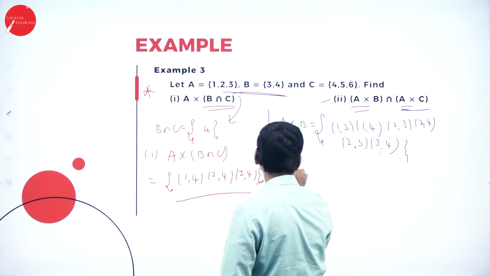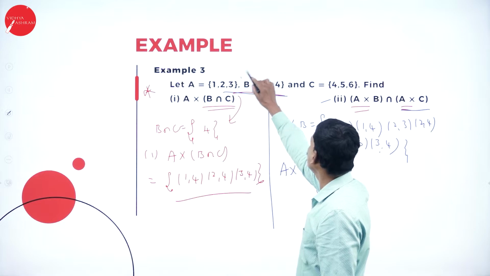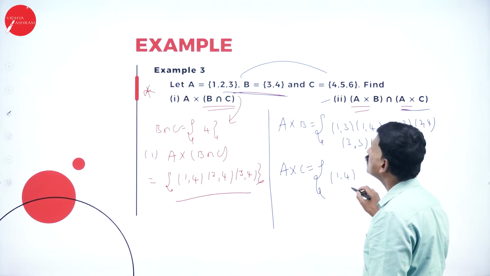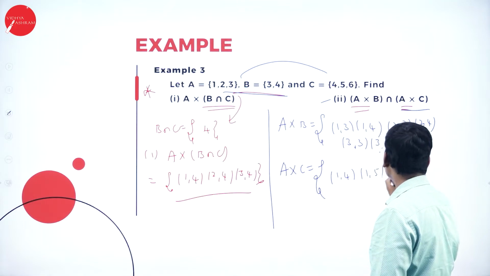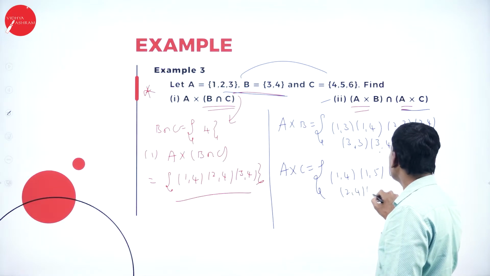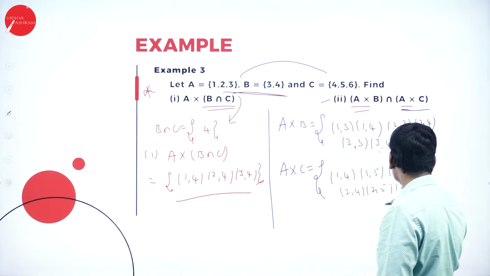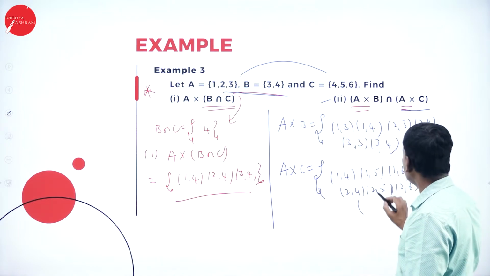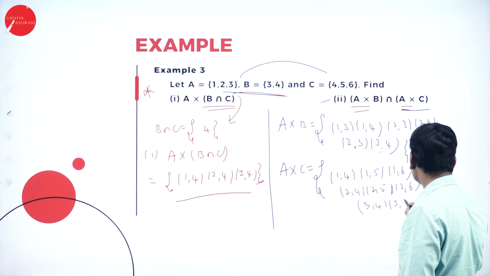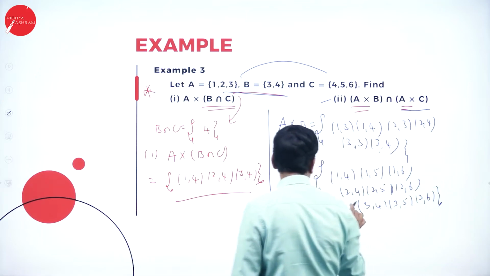Similarly, the Cartesian product of A and C: (1, 4), (1, 5), then (1, 6). Similarly (2, 4), (2, 5), then (2, 6), then (3, 4), then (3, 5) and (3, 6). Now we take the intersection of these two.